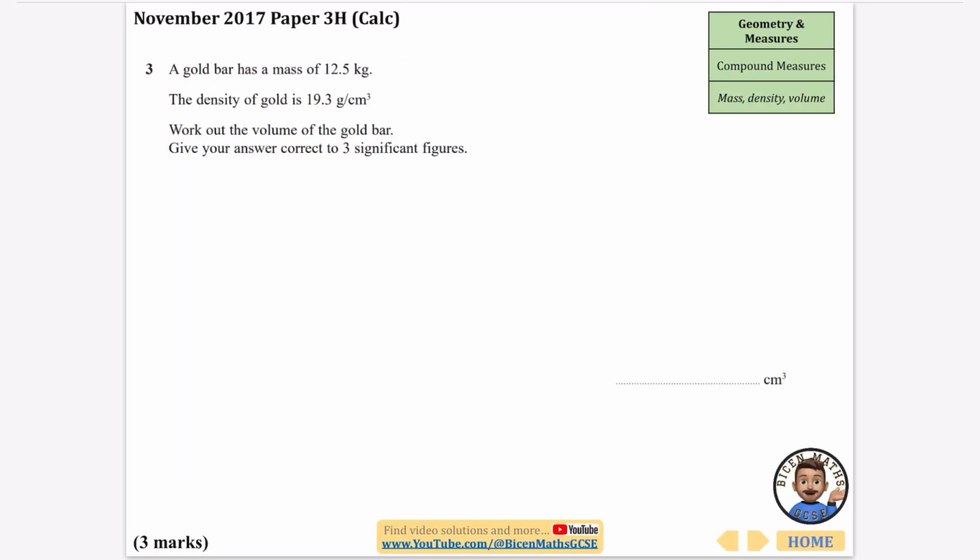Okay, it says a gold bar has a mass of 12.5 kilograms. The density of gold is 19.3 grams per centimeters cubed. Work out the volume and give your answer correct to 3 significant figures. So it is mass, density, volume.